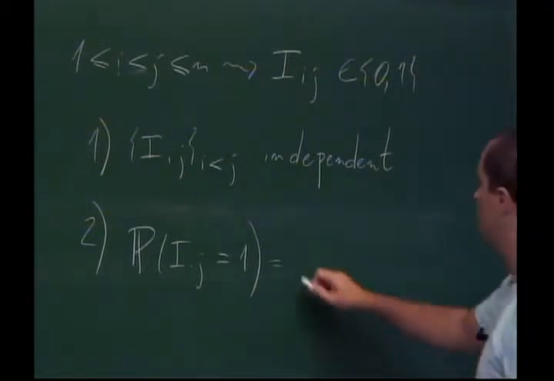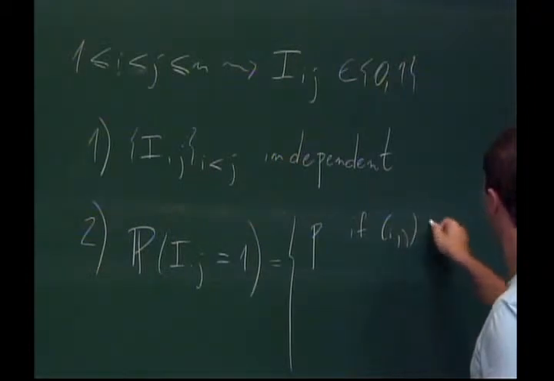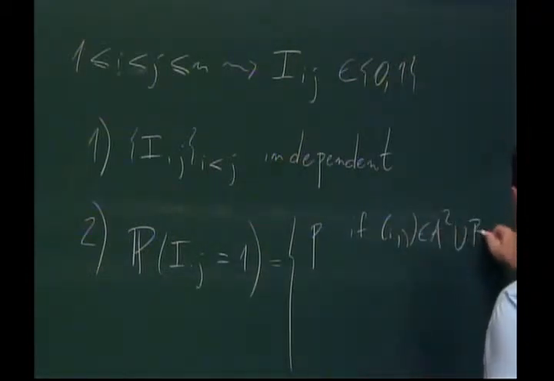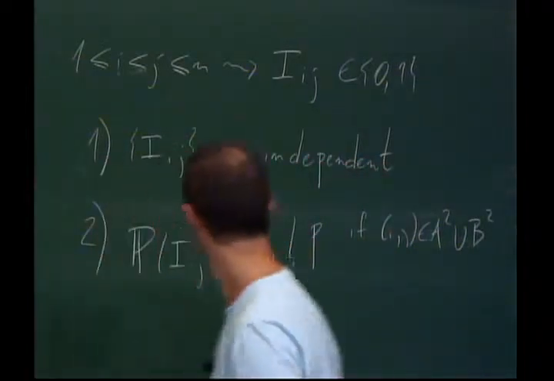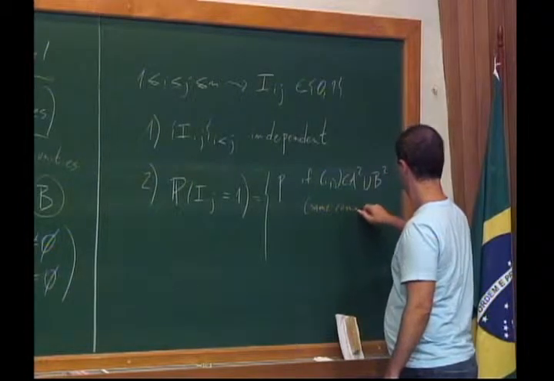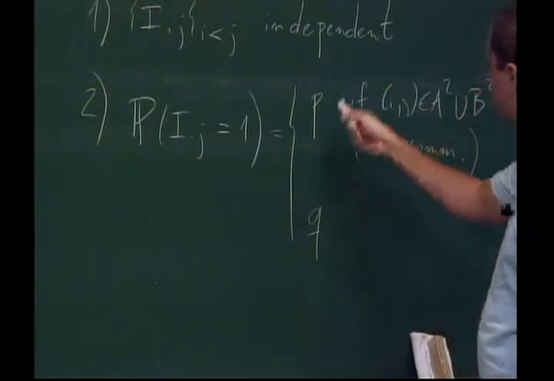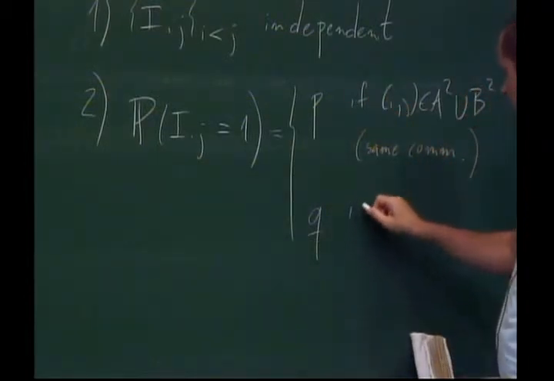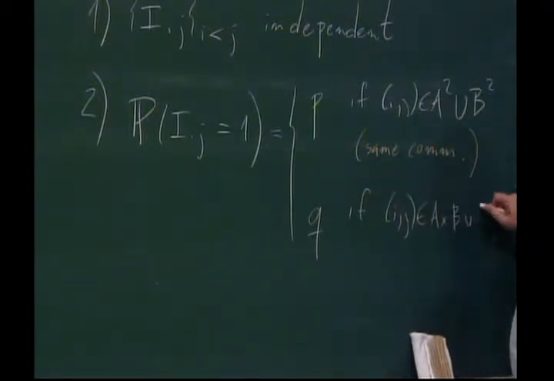Right? So the probability is going to be p if i, j both belong to A or both belong to B, which means they are in the same community. And q, which is typically assumed to be less than p, if i and j are in A times B or B times A. So different communities.